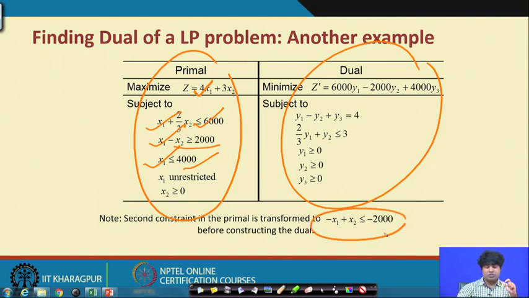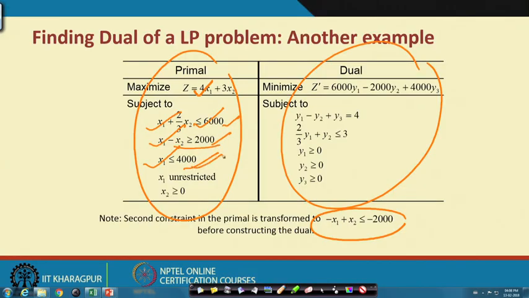So, the initial structure is x1 minus x2 greater than or equal to 2000. Now the constraint will be minus x1 plus x2 less than or equal to minus 2000. Then all the constraints will have a unique character, that is the less than type. Then finally, we will go to the dual transformation.